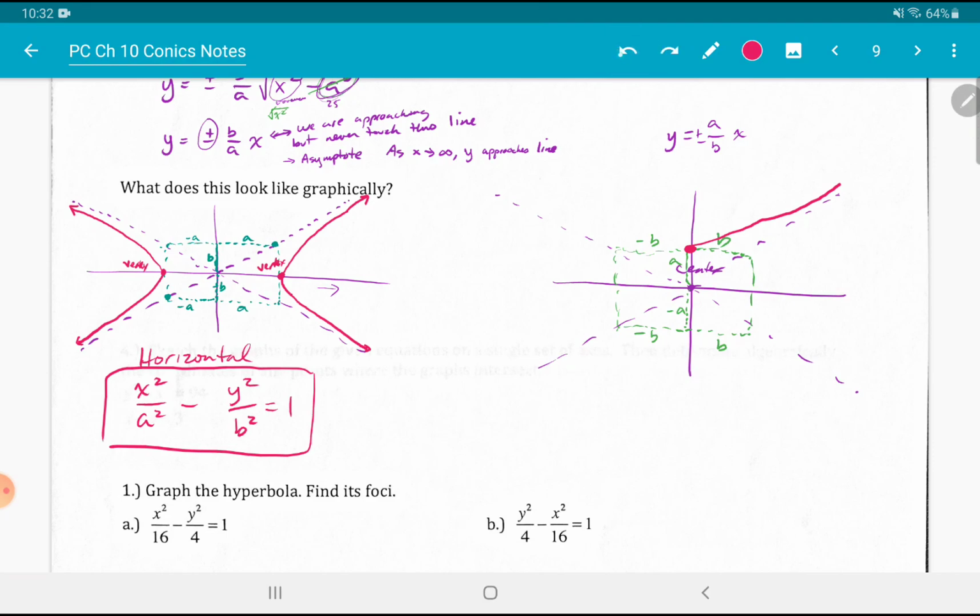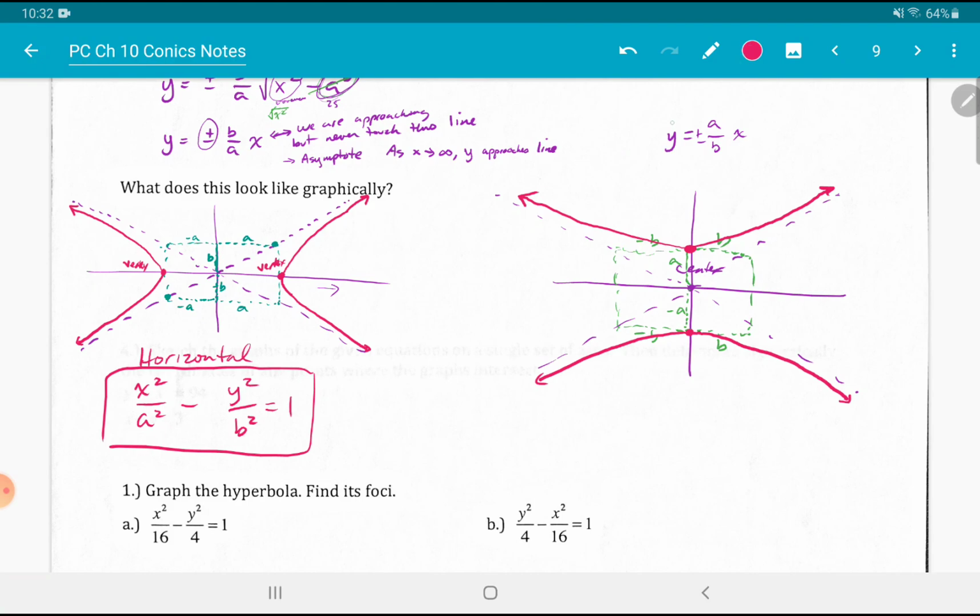Oops, that's a bad one. I kind of drew it at an angle there. There we go. Okay, you're coming closer to the asymptotes. Do the same thing on the other side, just like that. And then down below, we'll get closer to the asymptote, and on the other side, same thing. So there is our vertical hyperbola.